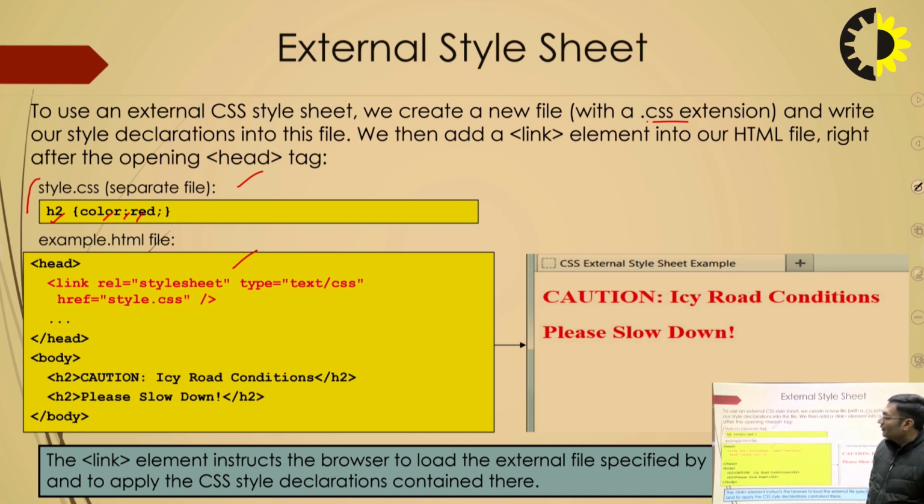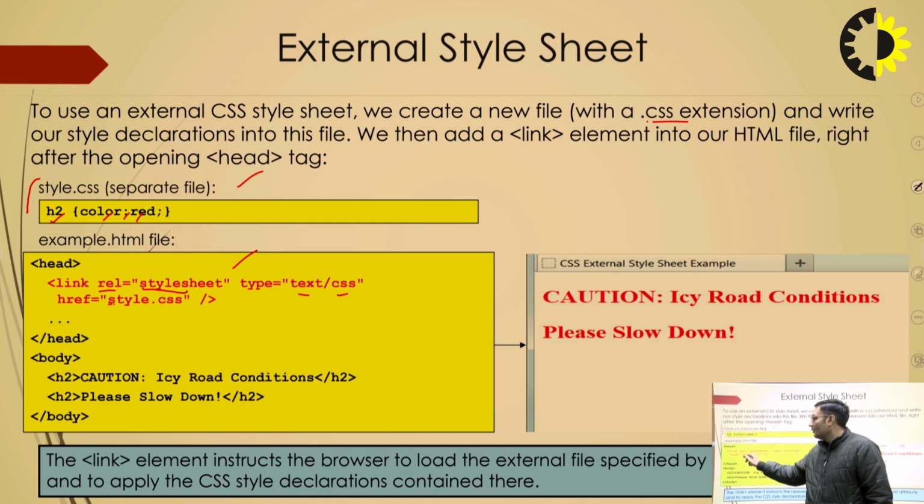To link this CSS file with this HTML file, we will write the code: link rel equal to double quotes stylesheet, type equals text/css, href equal to that CSS file name dot css, then double quote close, and the link tag close. So in this way we can link our CSS file with any HTML file where we want to apply some rules.